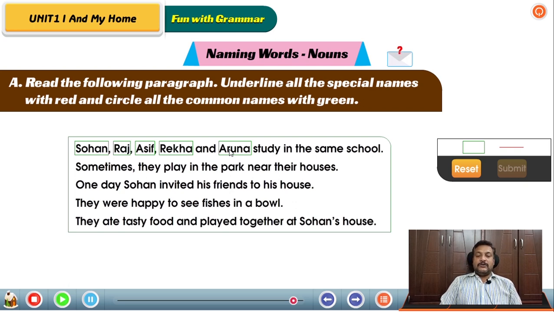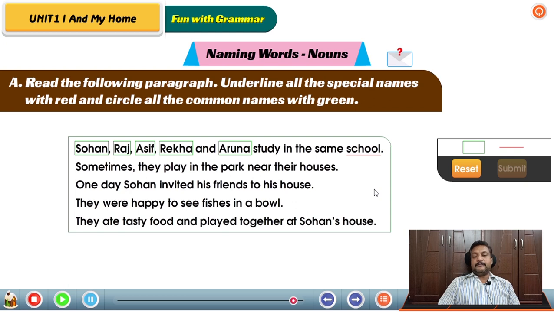So then we have school. School can be any school, no? So we will use a red underlining for that. In the first sentence, Sohan, Raj, Asif, Rekha and Aruna are specific names or special names, so they are kept in the box, and school is a common name, so we have kept that with an underlining.